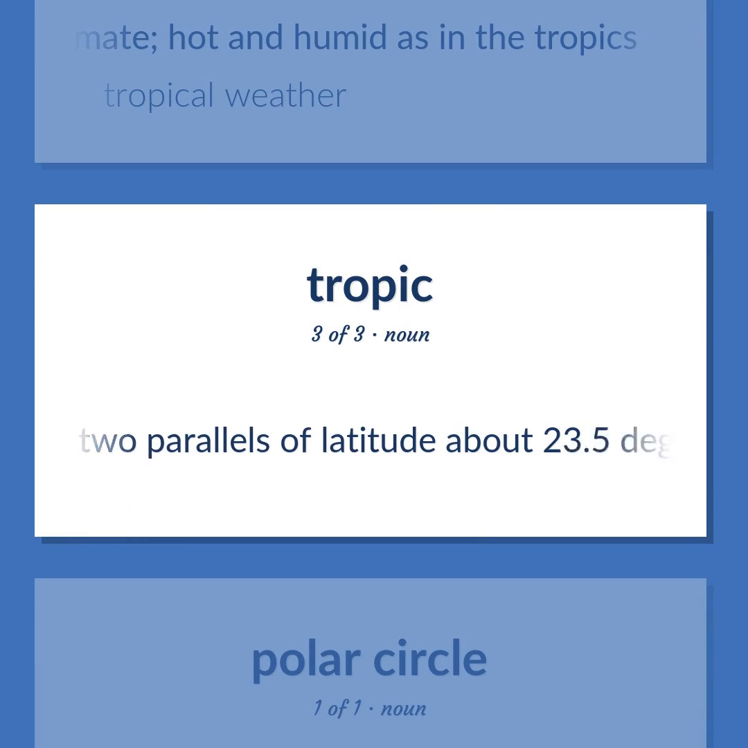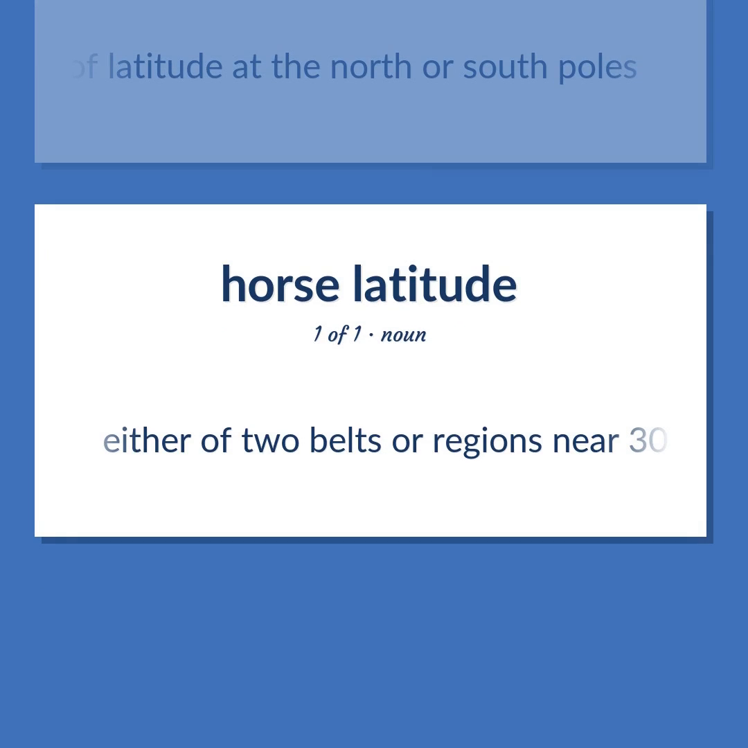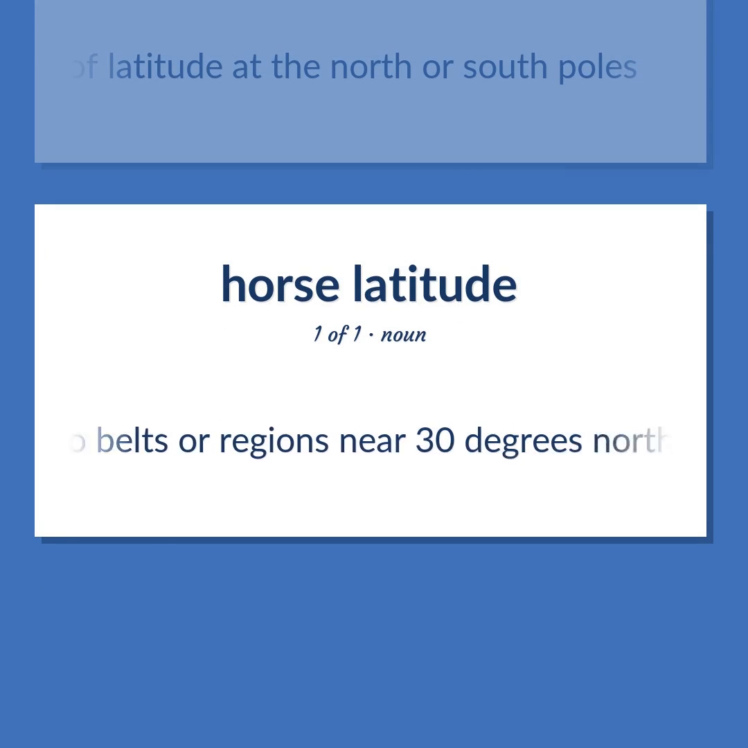Either of two parallels of latitude about 23.5 degrees to the north and south of the equator representing the points farthest north and south at which the sun can shine directly overhead and constituting the boundaries of the torrid zone or tropics. A line of latitude at the north or south poles. Either of two belts or regions near 30 degrees north or 30 degrees south, characterized by calms and light baffling winds.